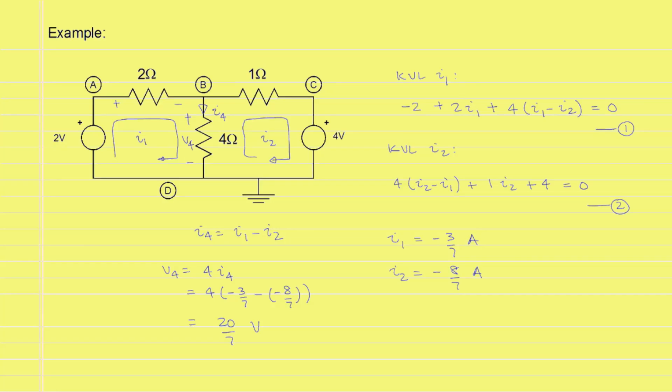To summarize mesh analysis, we first identify that the circuit is planar. Next, we identify the meshes in the circuit. Next, we write KVL equations for all the meshes in terms of the mesh currents and other known element values. We solve the KVL equations written for the mesh currents. And finally, we can solve for any other voltage or current in the circuit using the known values of the mesh current.